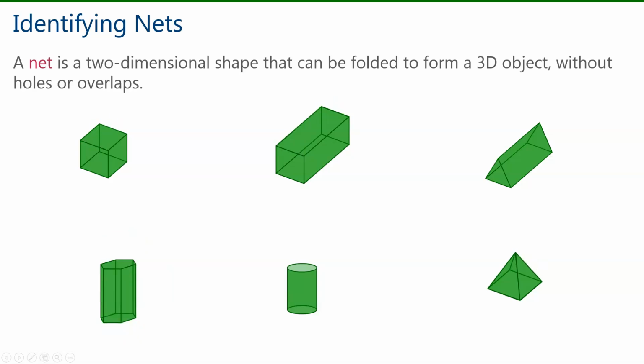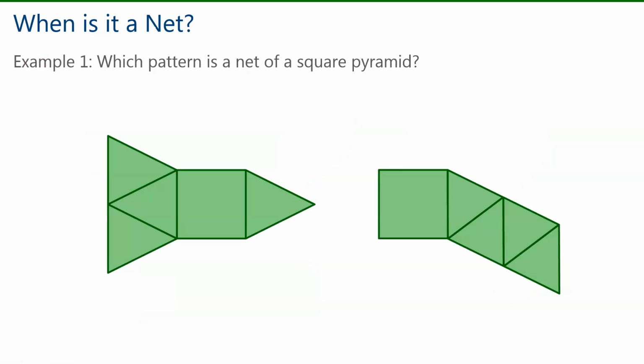So how can we tell if a given pattern is actually a net? To determine if a pattern is a net, we can imagine the pattern folding to a three-dimensional object to visualize which sides will meet. This can be tricky, so take your time and try your best.